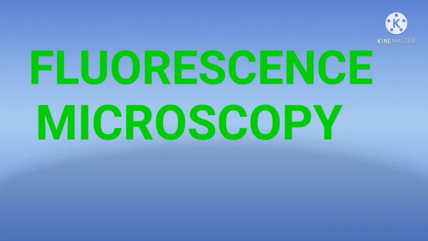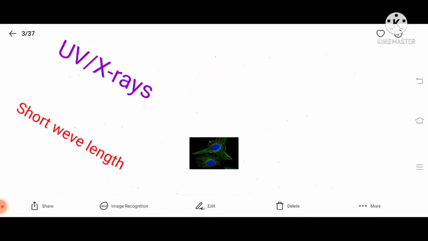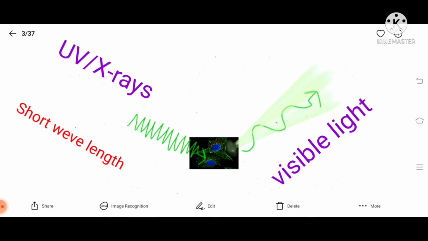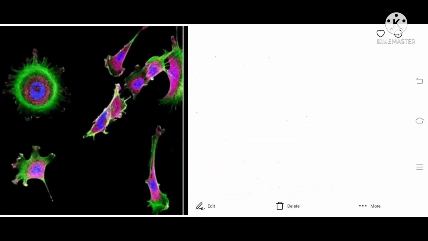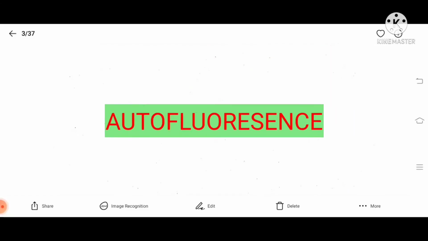Fluorescence microscopy. Certain compounds, when exposed to shorter wavelength radiation, for example ultraviolet and X-rays, absorb and emit energy as light of a longer wavelength. This process of emitting light from a compound is known as fluorescence and is now commonly used in microscopy. Compounds which naturally emit light exist in most living tissues. For example, the mitochondria of liver and kidney, collagen, and chlorophyll give strong fluorescence. This type of natural fluorescence is called autofluorescence.